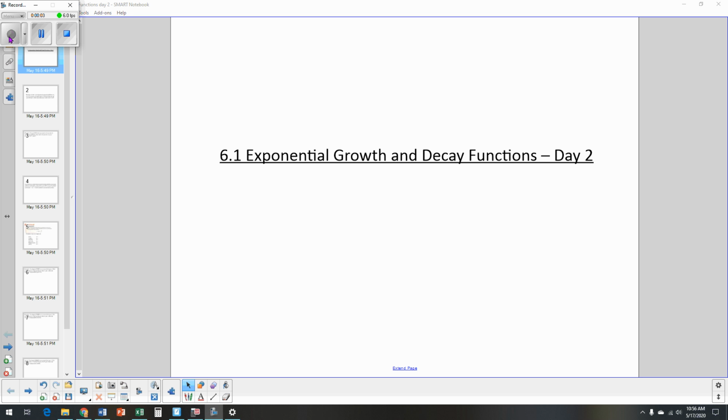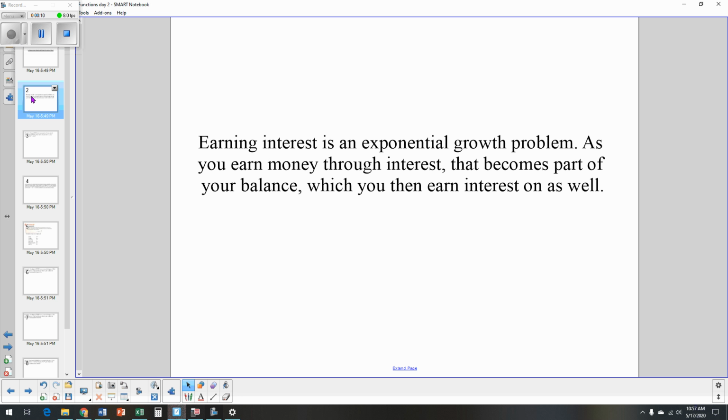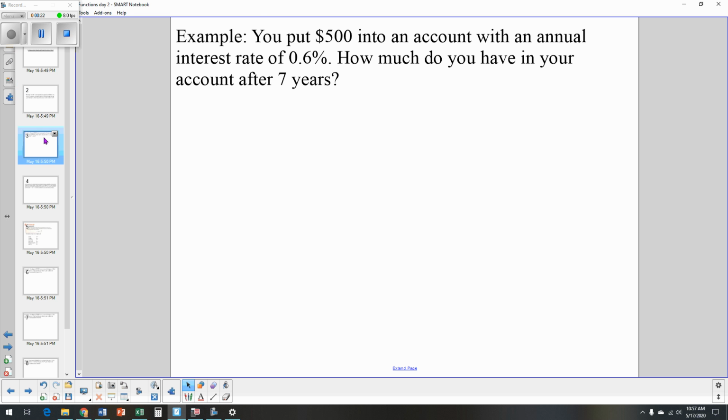Today's lesson, 6.1, exponential growth and decay functions, day 2, is actually going to be much shorter than day 1. First, earning interest is an exponential growth problem. As you earn money through interest, that becomes part of your balance, which you then earn interest on as well. So if we look at this as a plain exponential growth problem: you put $500 into an account with an annual interest rate of 0.6%. How much do you have in your account after 7 years?